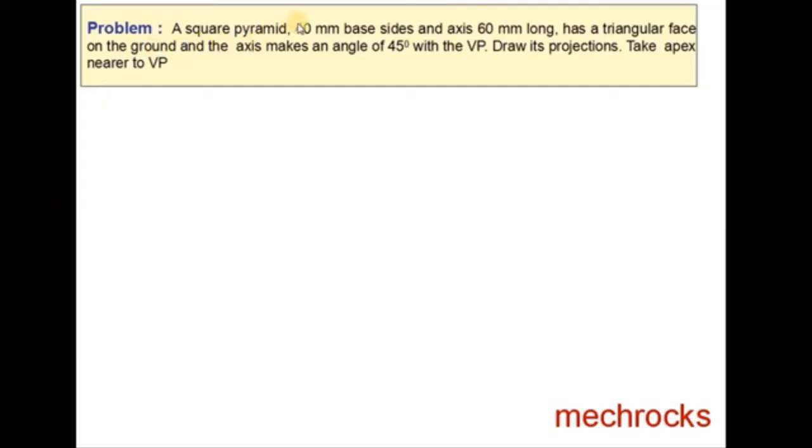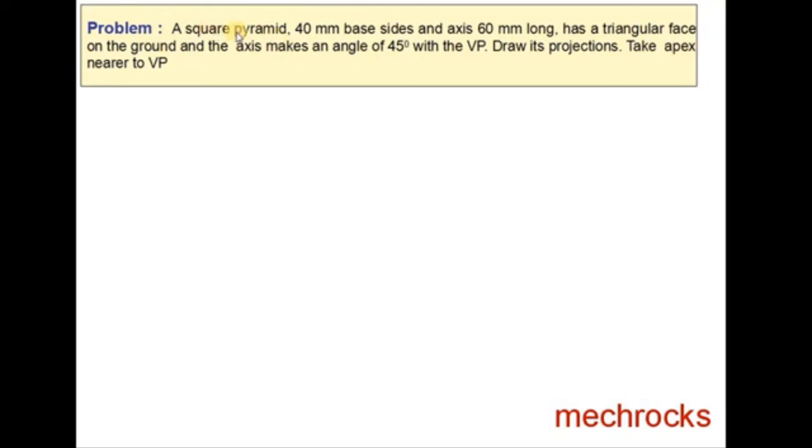A square pyramid with 40 mm base sides and an axis 60 mm long has a triangular face on the ground, and the axis makes an angle of 45 degrees to the VP. Draw its projections, taking edges nearer to the VP. They give a square pyramid, side of base 40, length of axis 60, one triangular face on the ground.